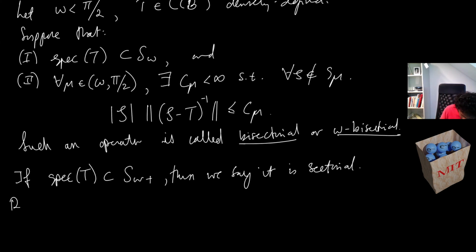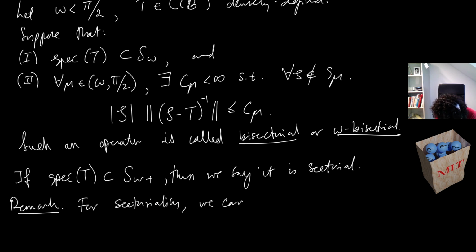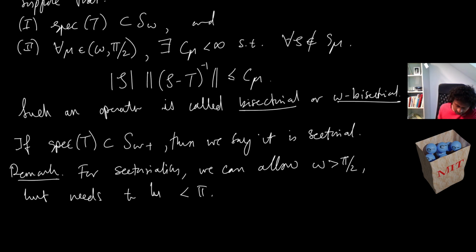Remark: for sectoriality, we can allow omega to be greater than pi on 2, but it needs to be less than pi. This is not a situation we're going to encounter. Well, that's not true, we do need to encounter it somewhat, but I'm going to throw that under the rug because it's not so important.